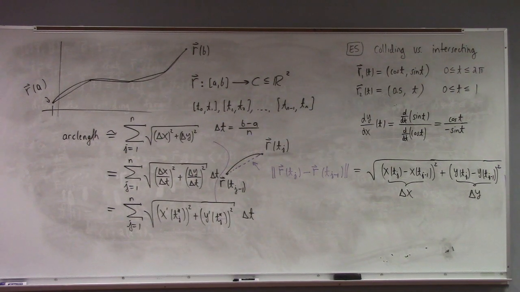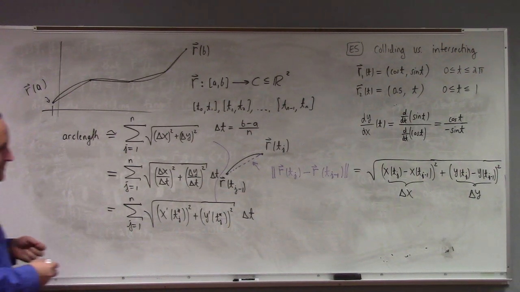Continuous and differentiable, right? And then you're exactly right. So that's how they become derivatives. And then as we take the limit as n goes to infinity, what does this give us? This is the Riemann sum, right? This is the Riemann sum.